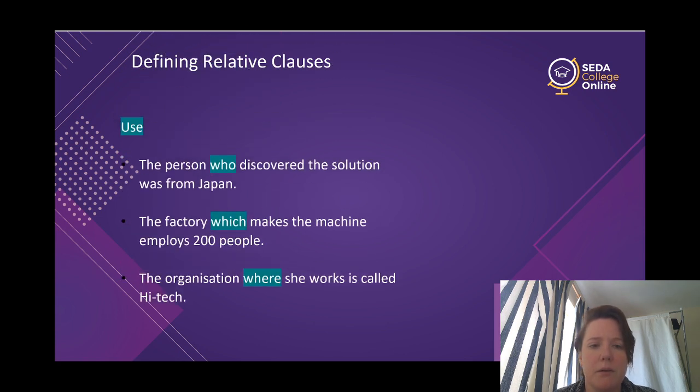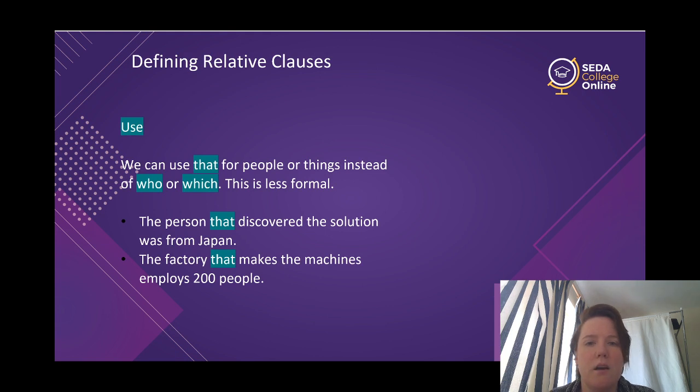The person who discovered the solution was from Japan. Again, I'm just giving you some more here. The factory which makes the machine employs 200 people. And the organization where she works is called High Tech. So using these again: the person who, the factory which, and the organization where. Just giving you some more examples using who, which, where. Okay, let's move on.